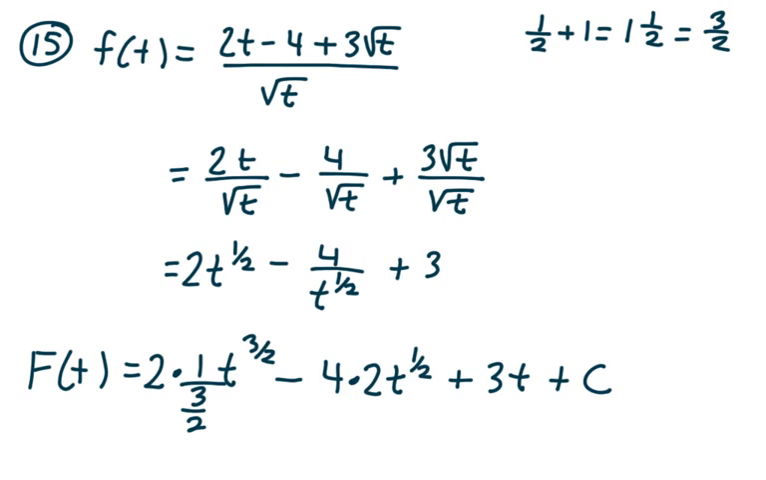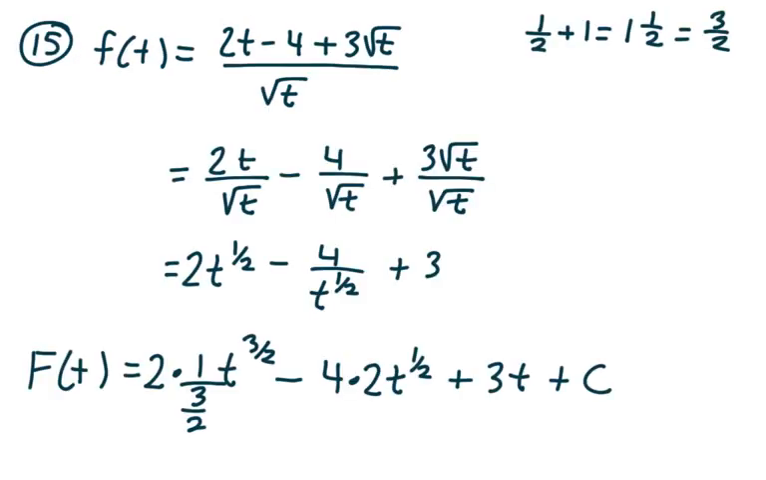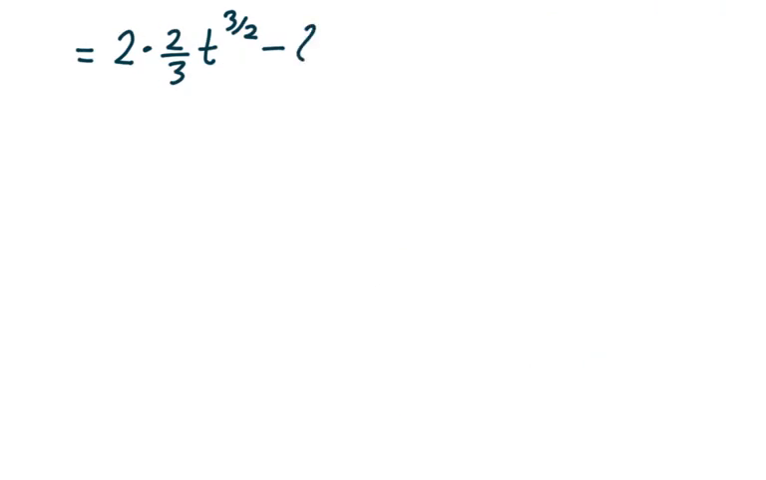Now, let's simplify this down a little bit further. So this is equal to, now you get 2 times 2/3 t to the 3/2 minus 8t to the 1/2 plus 3t plus c. That was problem number 15. Let's take a look at problem 19.